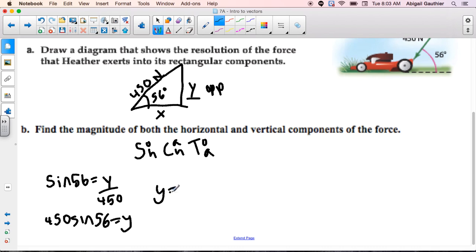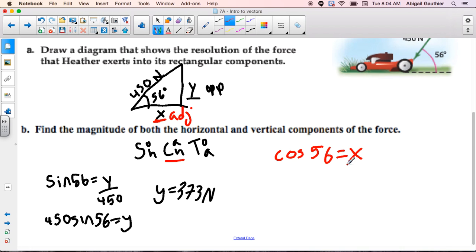And on my calculator, that came out as 373.066. So y looks to be 373 newtons. So that's the vertical component. And then to go ahead and find out the horizontal component now, we've got x, which happens to be adjacent to that angle. So that's going to have us use cosine. So I have the cosine of 56 equals x over that 450.